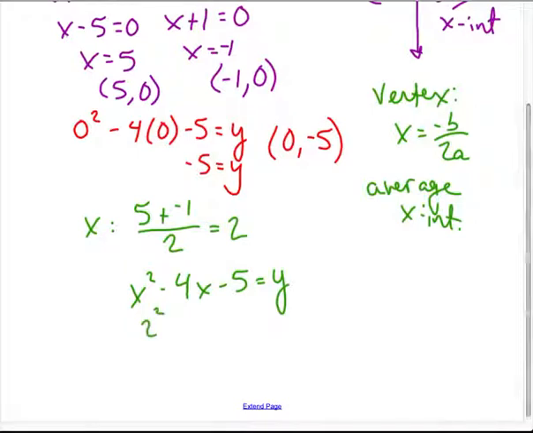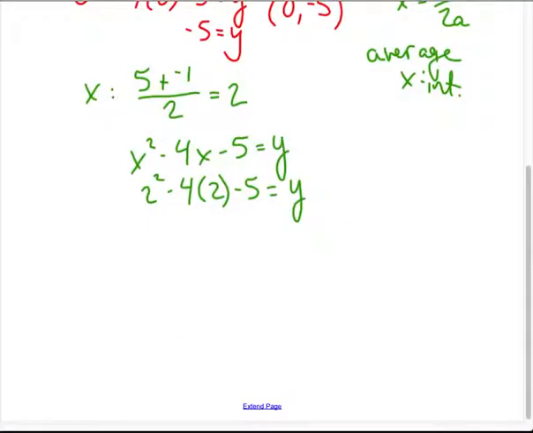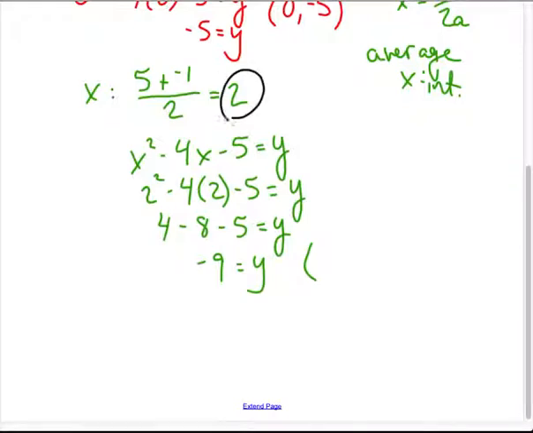So we get 2 squared minus 4 times 2 minus 5. 2 squared is 4, 4 times 2 is 8. And 4 minus 13 is negative 9. So the vertex is, my x-coordinate is 2, and my y-coordinate is negative 9.